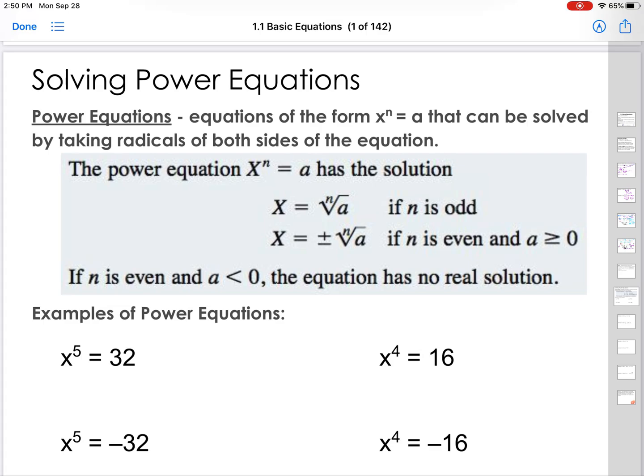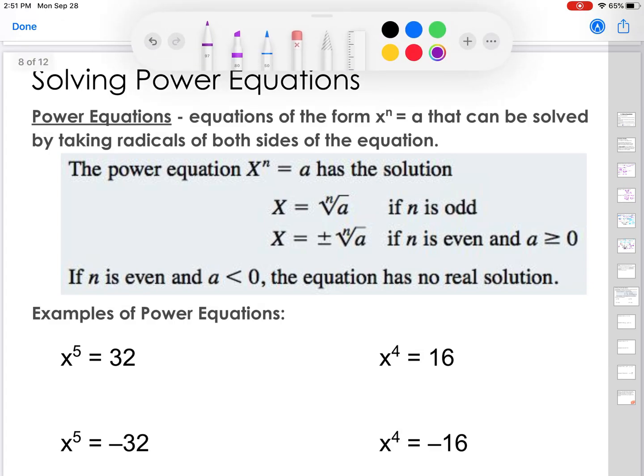It's also important that whatever goes under the radical has got to be positive when we're taking an even root, because we cannot take an even root of a negative and get a real solution. We're going to talk in 1-4 about what happens when we do take the even radical of a negative. All right, so if n is even and a is less than 0, like I just said, there are no real solutions. So let's take a look real quick.